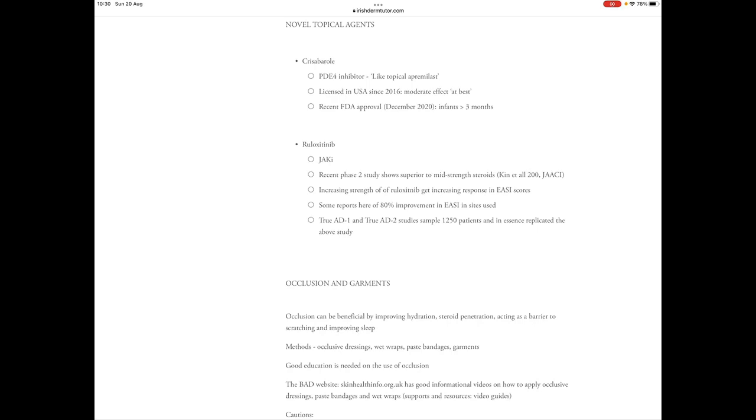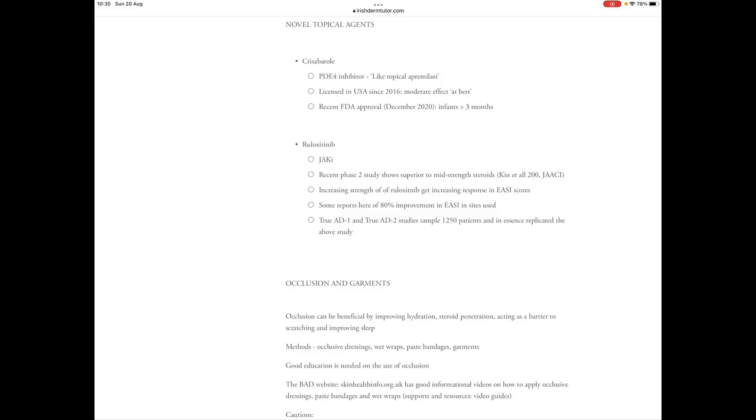Now, I won't go into major detail, but there are some novel topical agents that are coming out. I'm not sure if they will come into common usage. I haven't really been using them at all myself in practice. I don't even know if they're available in the NHS, but there's something called crisaborole. That's a phosphodiesterase inhibitor, so it's like topical apremilast essentially, and apremilast is something we use for psoriasis.